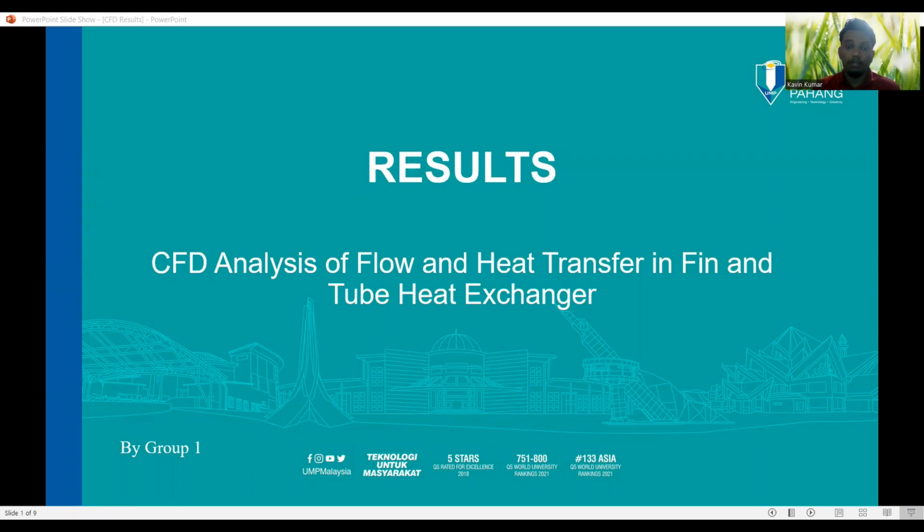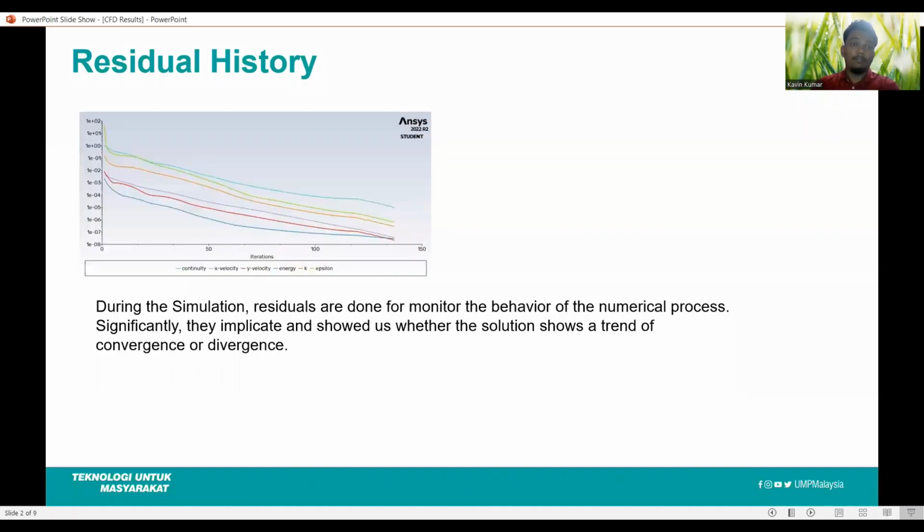So today I'd like to give an explanation on the result that we have made, the CFD analysis of the flow and the heat transfer in the fin and tube heat exchanger as well. During the result segment, the velocity vector, the velocity contour, and the temperature contour will be explained one by one. As we can see, the residual history is the first main part that needed to be done to monitor the behavior of the numerical process.